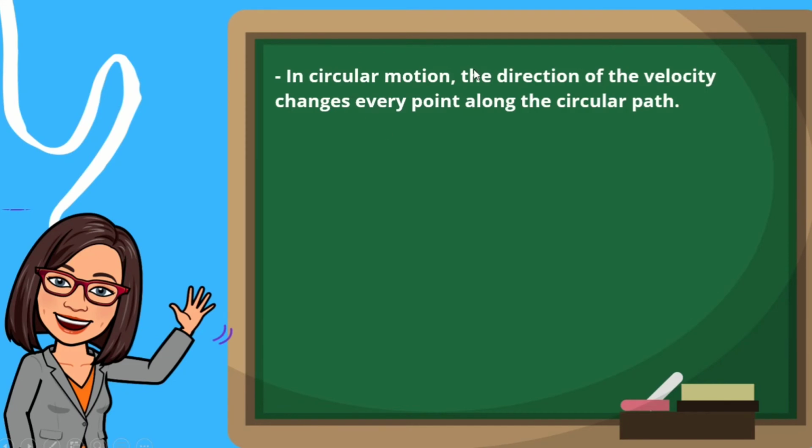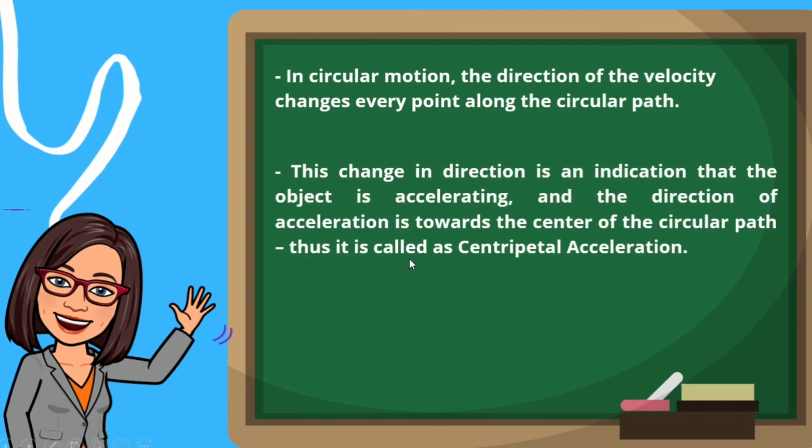Okay. In circular motion, the direction of the velocity changes every point along the circular path. So we have to bear in mind that when we say acceleration, hindi lang ito tumutukoy sa bumibilis or bumabagal. Pwede rin itong tumukoy sa hindi siya bumibilis, hindi siya bumabagal, pero nagbabago siya ng direksyon. Just like in a circular motion. This change in direction is an indication that the object is accelerating and the direction of acceleration is towards the center of the circular path.